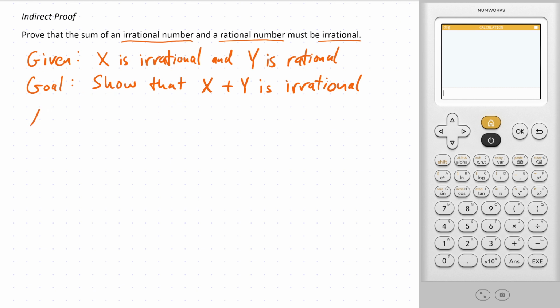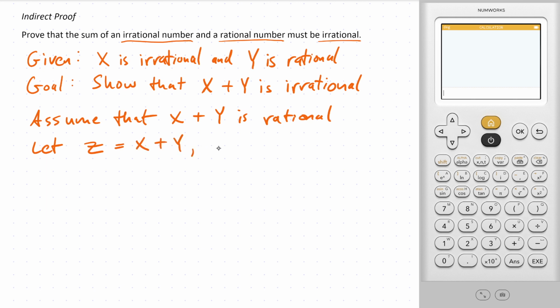So we're going to start as follows. Assume that x plus y is rational. We're going to assume x plus y is rational, and eventually this will lead us to a contradiction, and that will lead us to conclude that x plus y is actually irrational, not rational. So let's say let z equal x plus y. So z is rational because we are assuming that the sum of x and y is rational, and that's z.